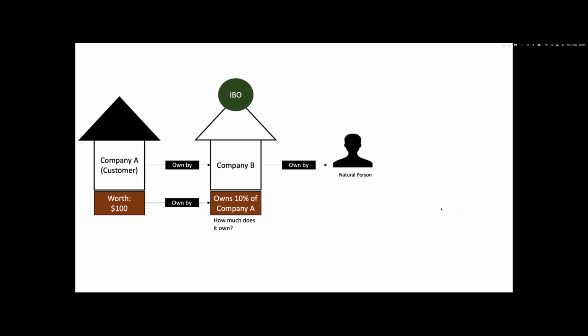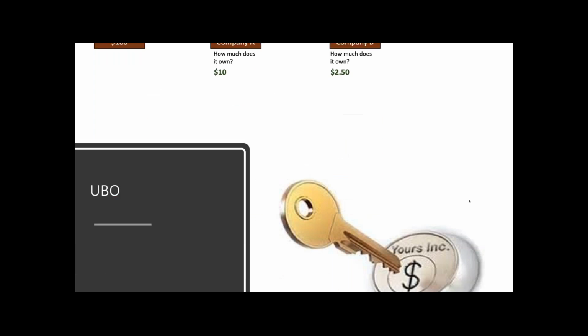Okay. How much? $10. Absolutely. Now, what if a natural person owns 25% of company B? How much does he own? $2.50. It's $2.50 what? Pence. Absolutely. Are you sure dollars uses pence? Cents. US people on the call. I said cents.